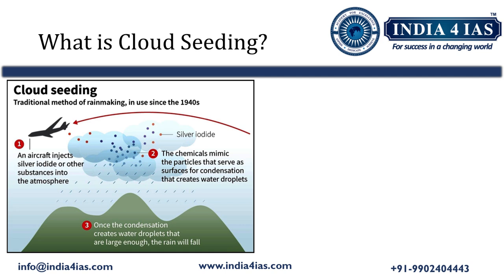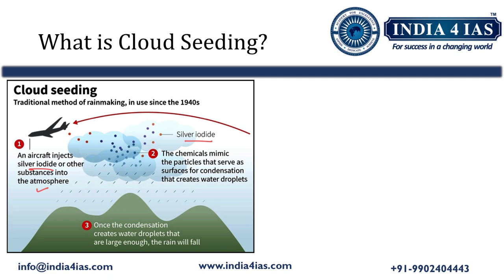So the following image depicts the cloud seeding process. First, an aircraft injects silver iodide or other substances into the atmosphere. This silver iodide mimics the particles that serve as a surface for condensation that creates the water droplets. So condensation happens because of the provision of the condensation nuclei. Then, once the condensation creates water droplets that are large enough, rainfall happens.